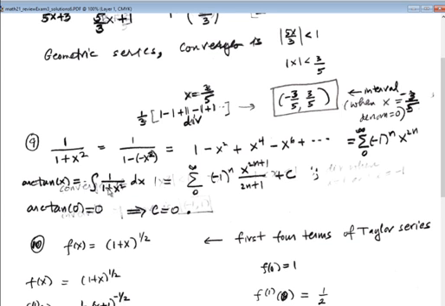Now arctan x is the integral of 1 over 1 plus x squared. So that's what we have here. Just integrate this by the power rule, x to the 2n plus 1 over 2n plus 1. But the plus c pops out, and we have to resolve what c is equal to. Since we know arctan 0 is equal to 0, if we substitute in 0 on both sides, we do get c equals 0.